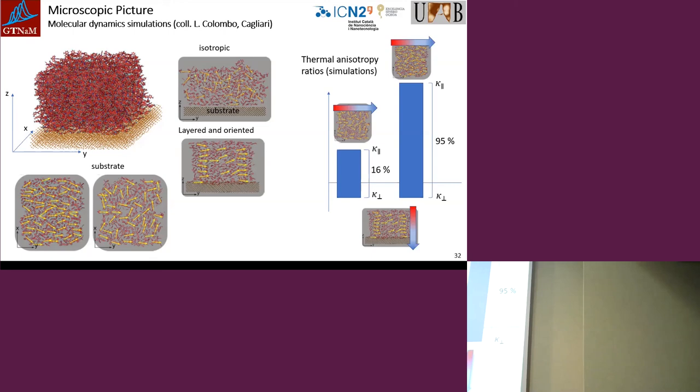And we see that what we have experimentally is kind of this. So theoretically, they see a thermal anisotropy ratio of around 16%. We did see 37%, but they go up to 95% when we impose that the molecules are also aligned in the in-plane direction. So you can get a much higher thermal anisotropy ratio between the out-of-plane and the in-plane. What is the reason for that?